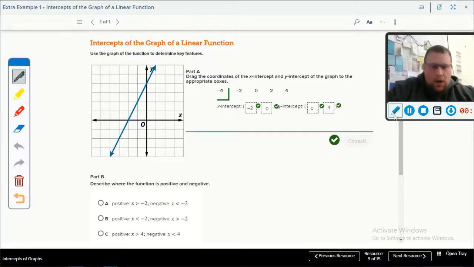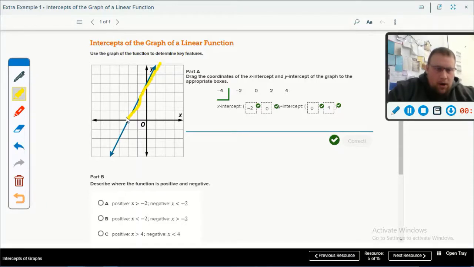Now let's talk about the negatives. And I want to draw a little bit here, negative and positive. Where is this function positive? Well, it's clearly positive up here. And what is the value of x? That's negative 2. So for x is greater than negative 2, it's positive. And look at that. For x is less than negative 2, it's negative.